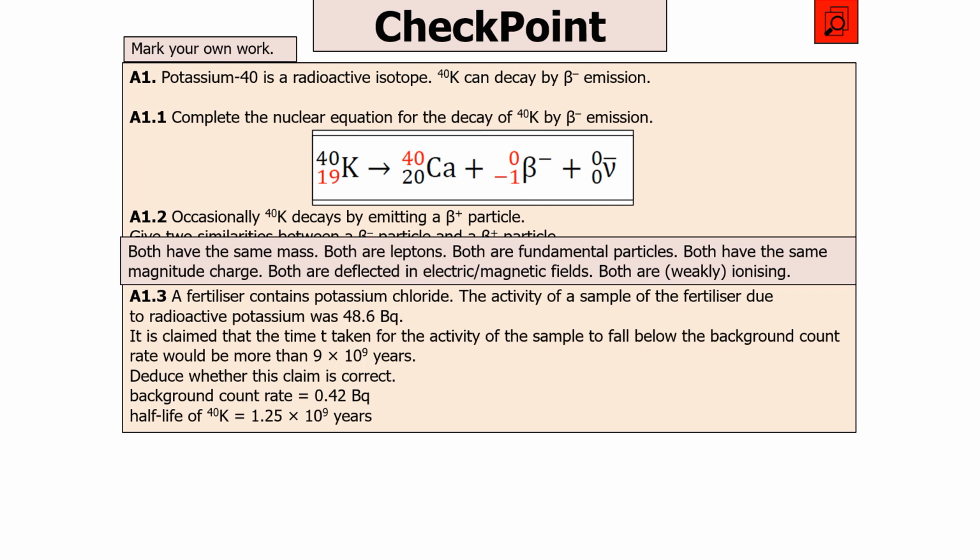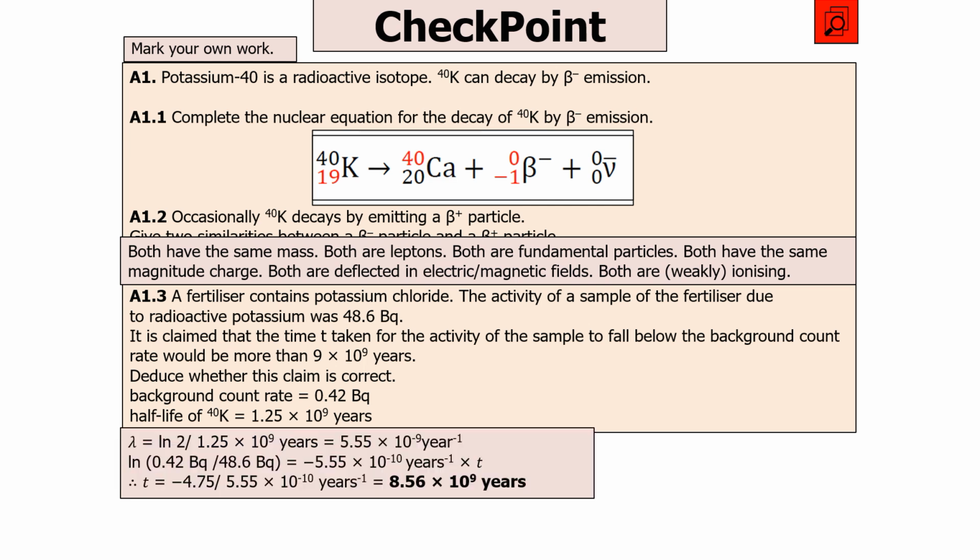Now in this next one we know the decay constant is log 2 over the half-life, so the decay constant is 5.55 times 10 to the minus 10 years to the minus 1. We can then work out what time is going to be by saying A equals A0 e to the minus lambda t, rearrange that, make t the subject, and we get 8.56 times 10 to the 9 years.